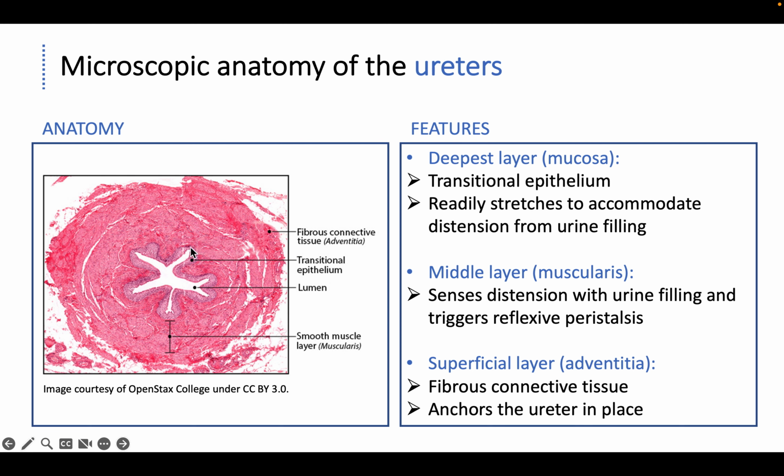Now, go more superficial to that, and you get to a muscularis layer. So this is the smooth muscle layer here. This is a layer of the ureter that is going to contract in response to urine passing through the lumen, which is going to stretch the smooth muscle, which is then going to cause a reflexive contraction of the smooth muscle, and this essentially helps propel and move the urine down the ureter toward the bladder. Right. You also have some help with gravity as it flows from the kidney down the ureter ultimately to the bladder.